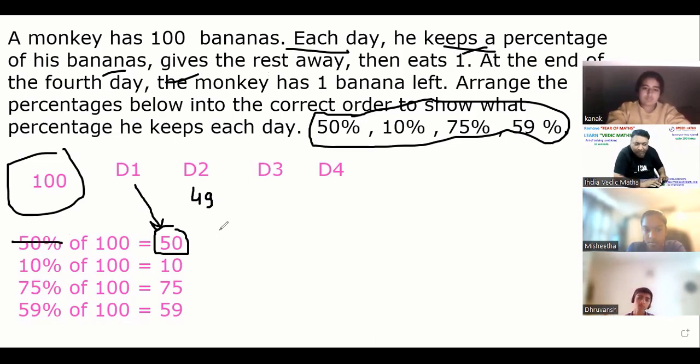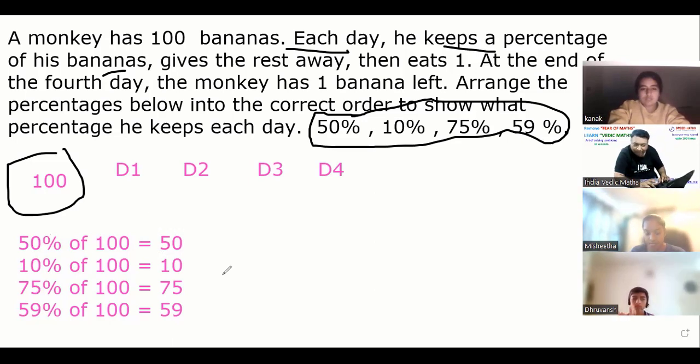Now guys, the problem is, if you find 10% of 49, or 75% of 49, or 59% of 49, are you going to get a round figure, or a decimal fraction? Decimal. 10% of 49 is 4.9, and the others also give fractions, and we don't want fractions, we want a full number. It means the first day is not 50%, because we want a full number everywhere.